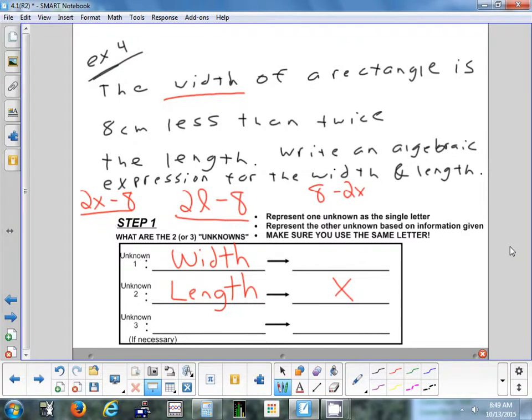I'm going to use 2x minus 8. Victor's fine. If he put 2L minus 8, he's good. Why wouldn't I use 2L minus 8? Alexis? I'd have X and L. I'd have 2 different variables. Make sure you use the same letter. But if you use length as L, Victor, and use the L up there, that's fine. But don't use L and X. That's not going to work.